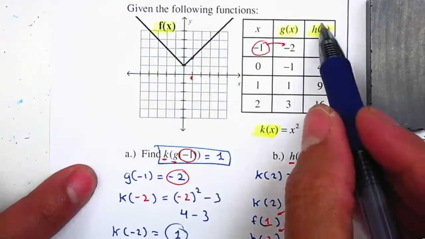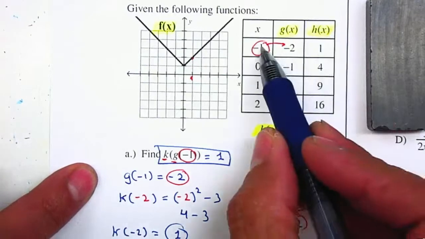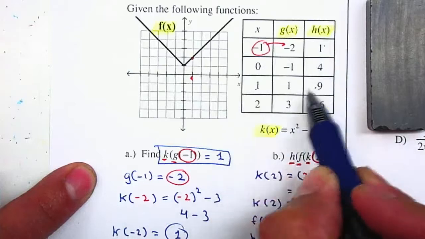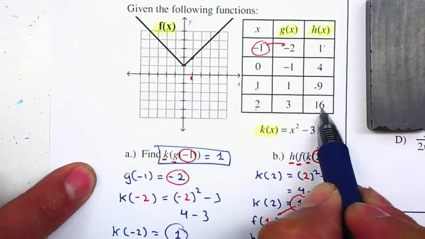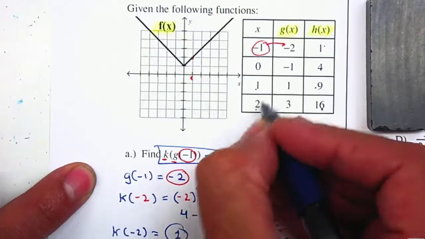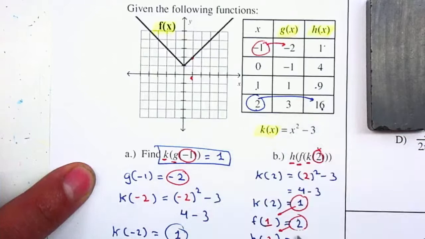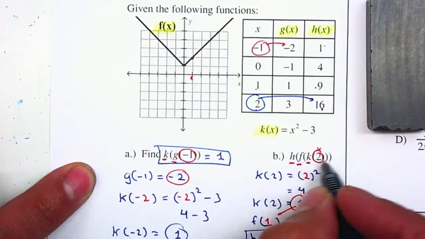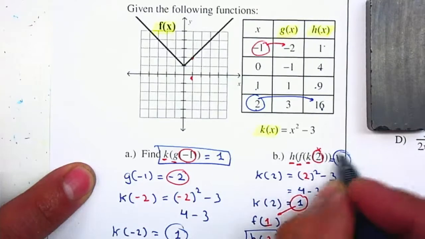For the h, they also give you a table. That means if they plug in a negative 1, they got a 1. They plugged in a 0, they got a 4. They plugged in a 1, they got a 9. They plugged in a 2, they got a 16. So if they plug in a 2, they got a 16. So therefore, h of f of k of 2 is equal to 16. And that'll be your answer.